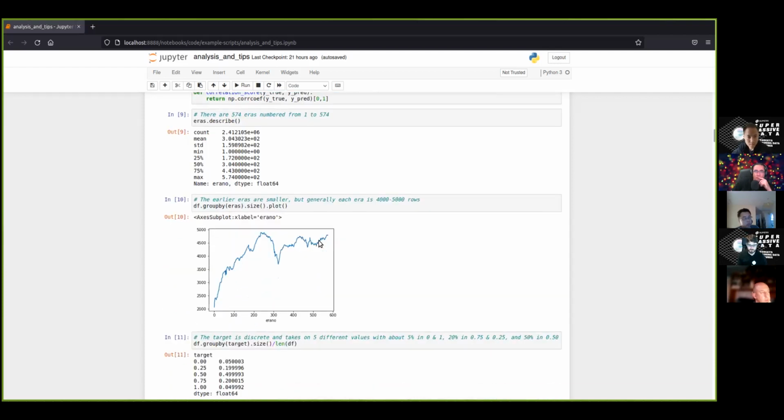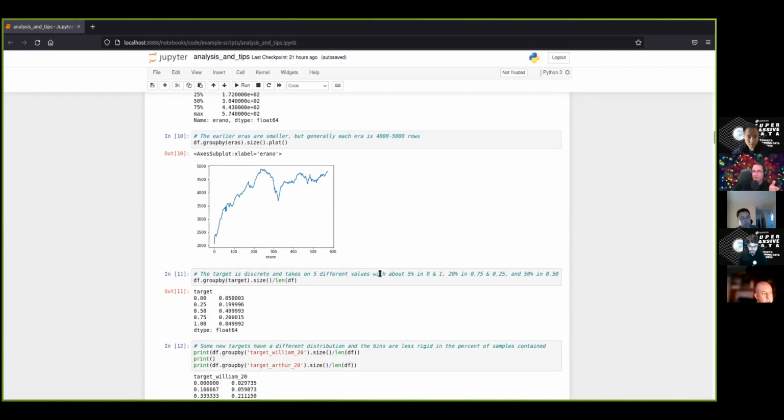This is just identical to the previous notebook. This is just showing how many stocks are in each of the eras. That looks very similar to the old data set. Yeah, because it's basically the same thing but sampled more densely.